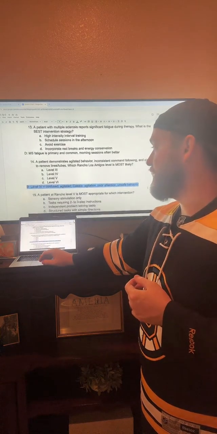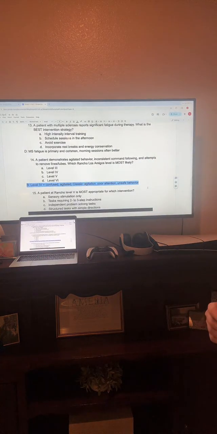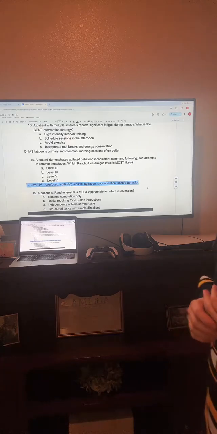Okay, number 15. A patient at Rancho level 5 is most appropriate for which intervention? A, sensory stimulation only. B, tasks requiring 2 to 3 step instructions. C, independent problem-solving tasks. Or D, structured tasks with simple directions.